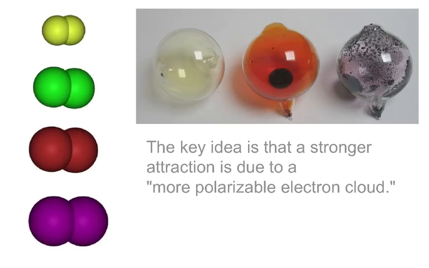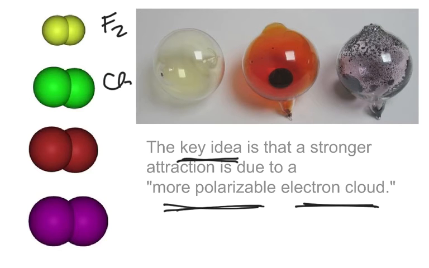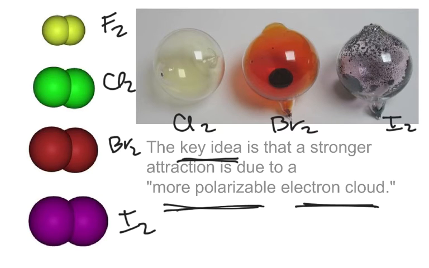Now we can see examples of this, but here's the key idea: the stronger London dispersion force is due to a more polarizable electron cloud. So what we have here is fluorine, chlorine, bromine, and iodine, diatomic molecules, and these are the halogens. And there's actually a nice picture of them. Chlorine, you're supposed to know, is a yellow-green gas, bromine is a reddish-brown liquid, and iodine is a dark purple solid, almost black.